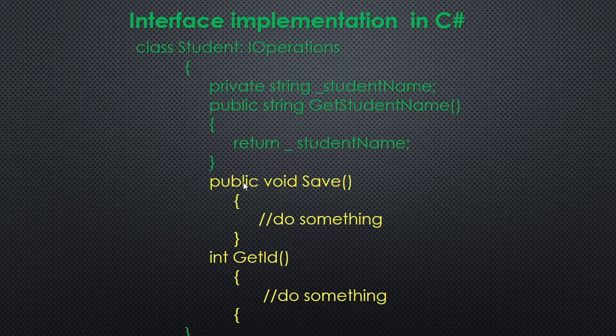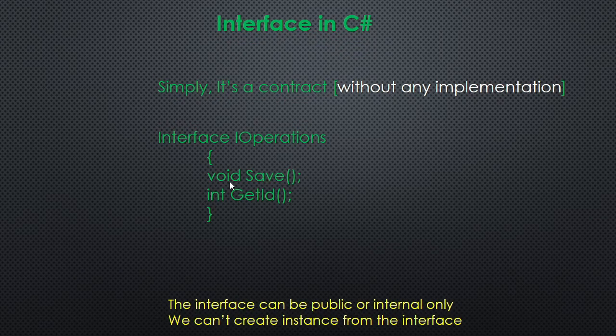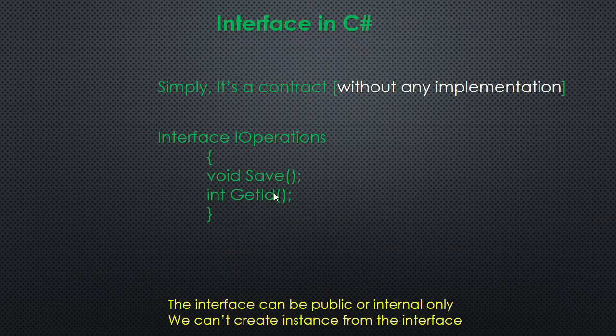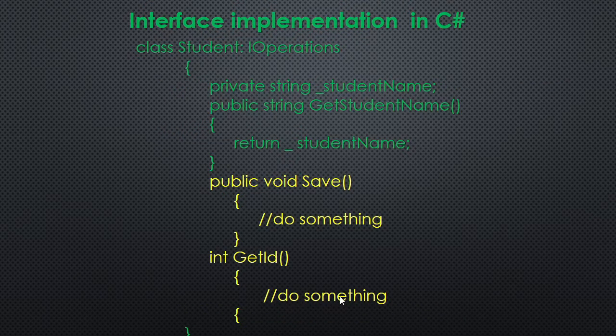This public void Save was here as void Save in the interface. Now it comes here as public void Save, and I can write my own code here, whatever I need this Save function to do, like sum two values, or save into a database, whatever the job you want. And also the next function, GetId, was already defined in the interface, and I will write the implementation for this method inside my Student class. So this is how to implement the interface.